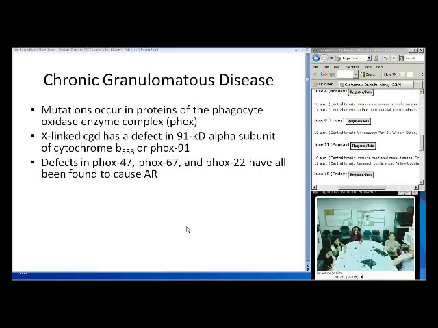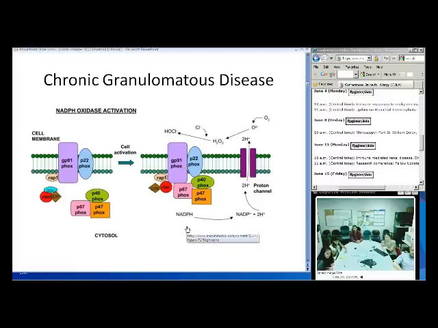So the mutations occur in the proteins of the phagocyte oxidative enzyme complex, which we call FOX. The X-linked CGD defect is the 91 kilodalton alpha subunit of cytochrome B558, which we know as FOX91. So X-linked is FOX91. And then the autosomal recessive forms are defects in FOX47, 67, and 22. So what are these things?